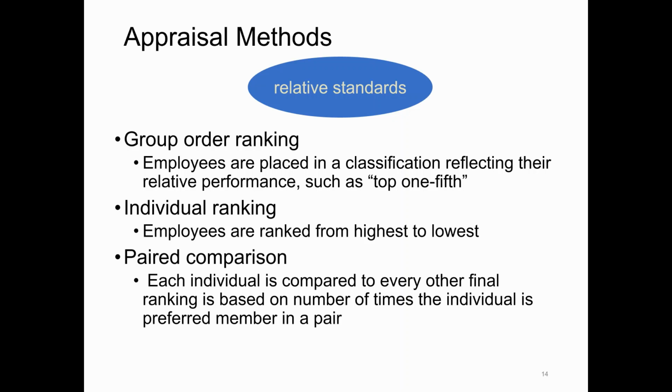In terms of paired comparison, in this method all of the employees are compared to each other. For example, A would be compared to B, B will be compared to C, and A will be compared to C. Then there will be a whole tally of how many times employee B performed better or how many times employee A performed better. So this is a relative criterion, relative to the employees or to the group, in paired comparison.